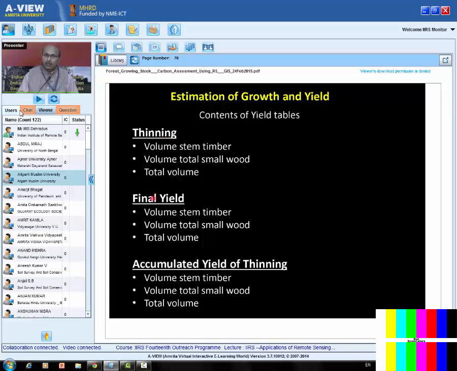So all kinds of recommendations are given in that: thinning, final yield, accumulated yield of thinning. Any of these, that is the volume of wood which can be removed in between at certain intervals of time, that's called thinning.